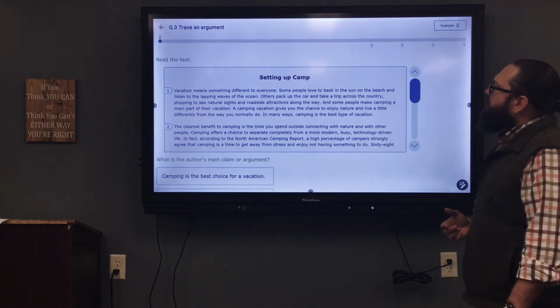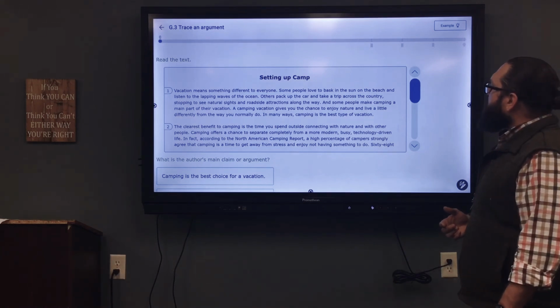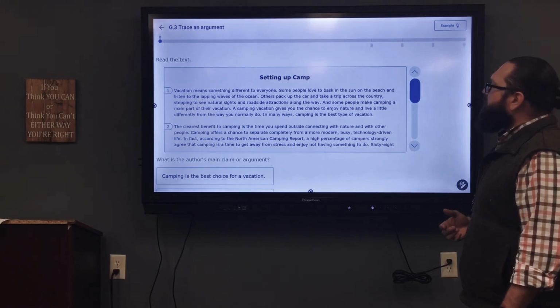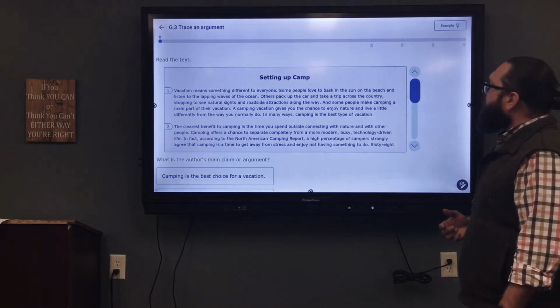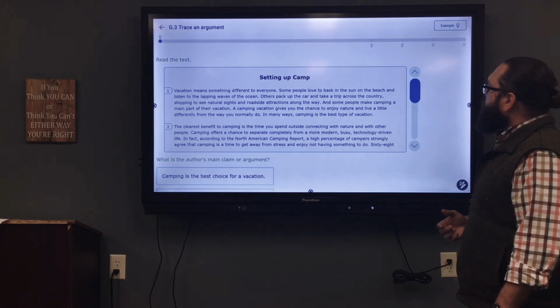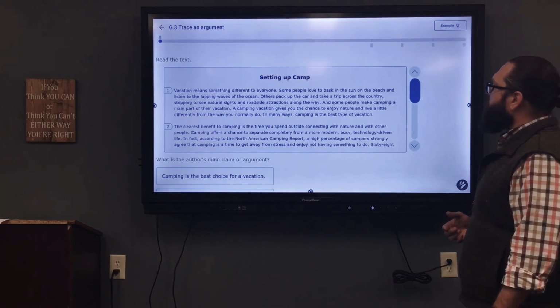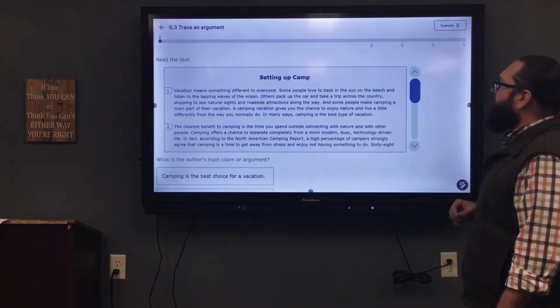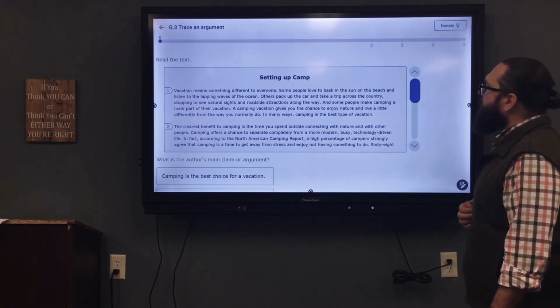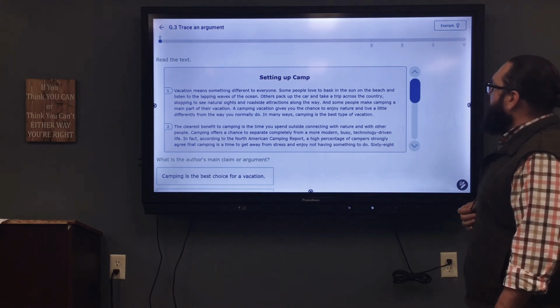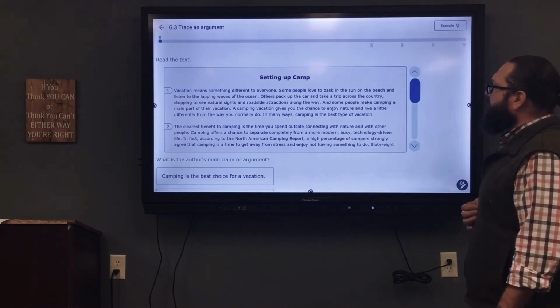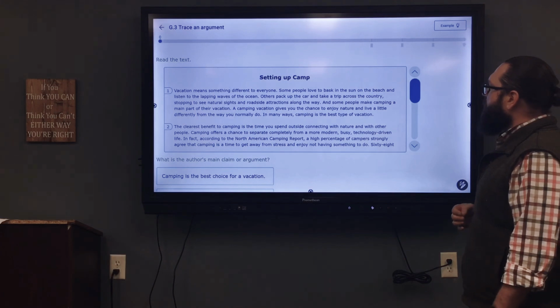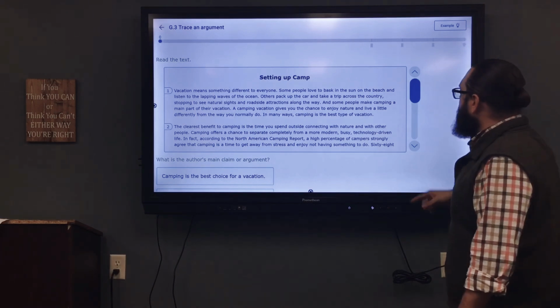Vacation means something different to everyone. Some people love to bask in the sun on the beach and listen to the lapping waves of the ocean. Others pack up the car and take a trip across the country, stopping to see natural sights and roadside attractions along the way. And some people make camping a main part of their vacation. A camping vacation gives you the chance to enjoy nature and live a little differently from the way you normally do. In many ways, camping is the best type of vacation.